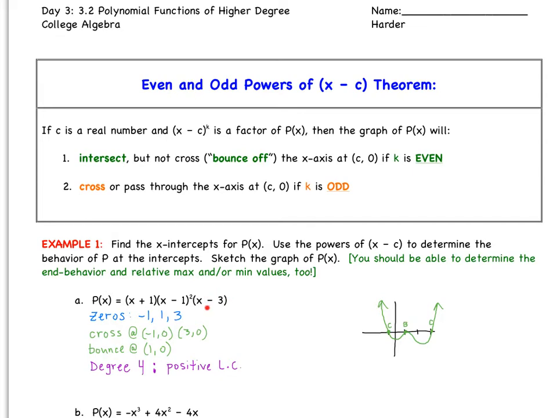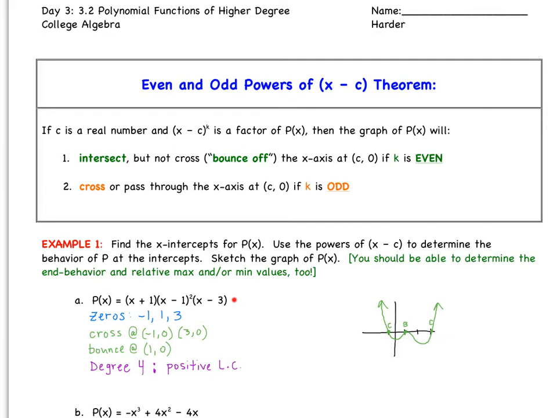Same thing for this factor here. x minus 3 is being raised to the first power, which is odd. Therefore, it will cross at 3, 0. This middle factor, x minus 1 to the second power, 2 is even. So therefore, I know it's going to bounce at the point 1, 0.